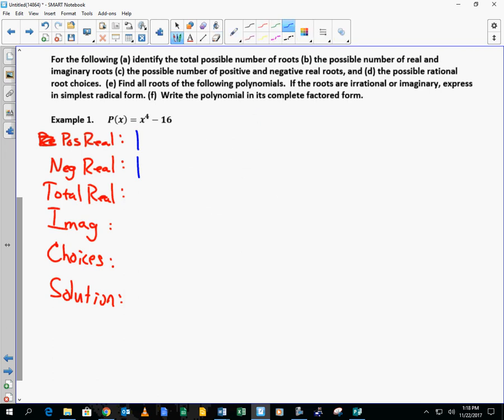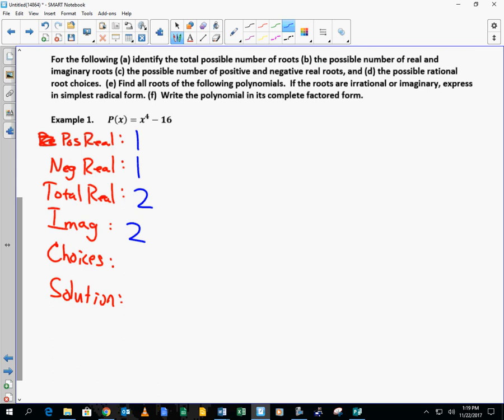Now, notice what we've said. It for sure has one positive real. It for sure has one negative real. So how many total real does it have? Is it possible it only has 0? No. It has one positive and one negative. It has for sure 2 total real. So if it has 2 real, how many total does it have? So therefore, how many imaginary?